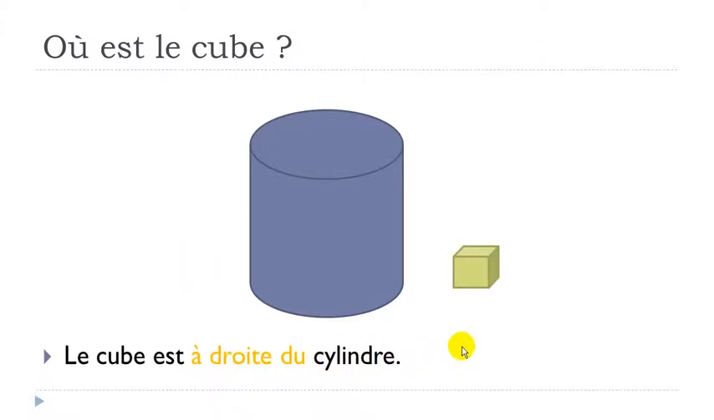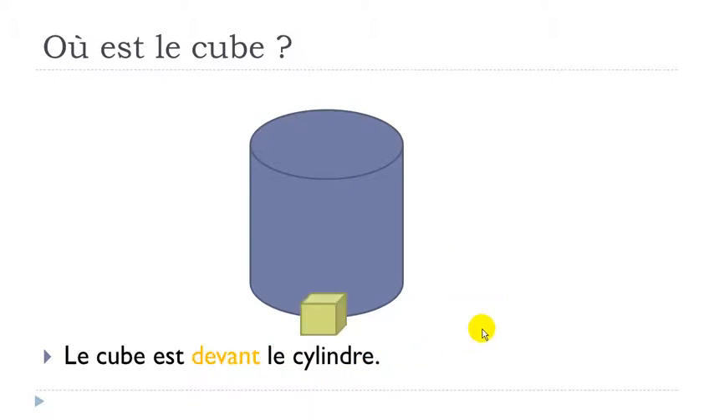Okay, then the next one. Droite, obviously it's right, on the right. Le cube est à droite du cylindre. Le cube est à droite du cylindre. Okay, in front of. Le cube est devant le cylindre. Le cube est devant le cylindre.